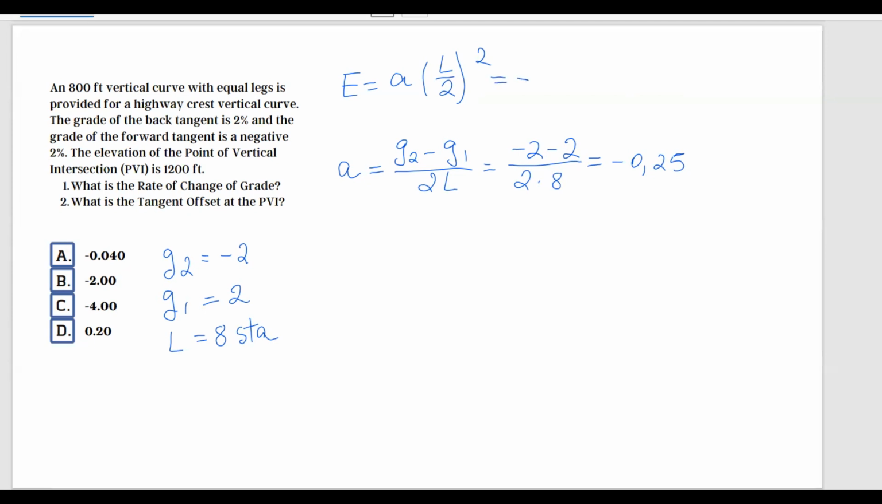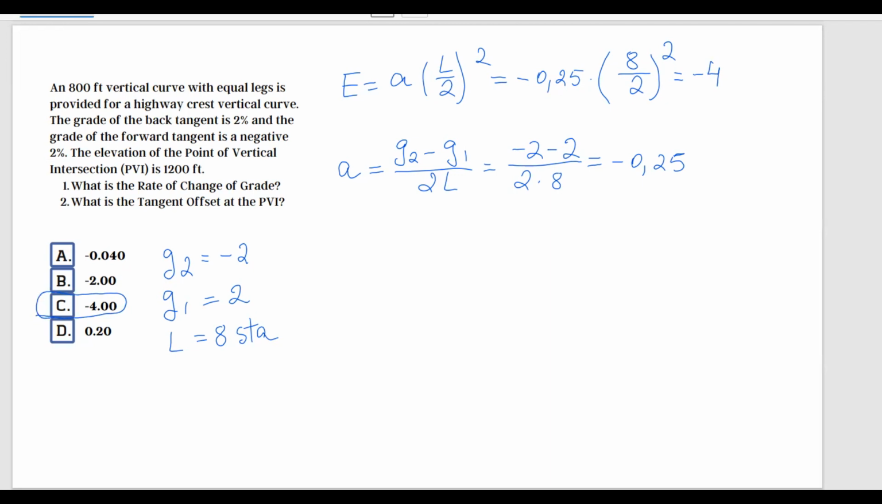We're going to say minus 0.25 multiplied by L in stations, 8, over 2 squared equals, let's use the calculator, 64 over 4 multiplied by minus 0.25. And I get a value for E as -4. So in this case, the correct answer is going to be C.